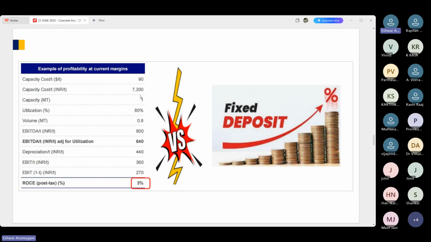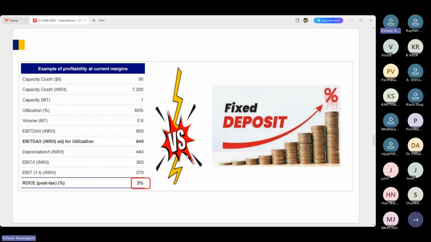So take the capacity to be 1 million tons, a hypothetical scenario of a cement mill, running at a utilization of 80%. And here the EBITDA per ton is 800. So when you adjust it for utilization, 80% of 800 is 640. And when you take out the depreciation and the tax, you get an EBIT post tax of 270 rupees. So this 270 rupees on a 7,200 rupees investment per ton essentially yields a return on capital employed of 3 to 4%, which is far lesser than a fixed deposit.